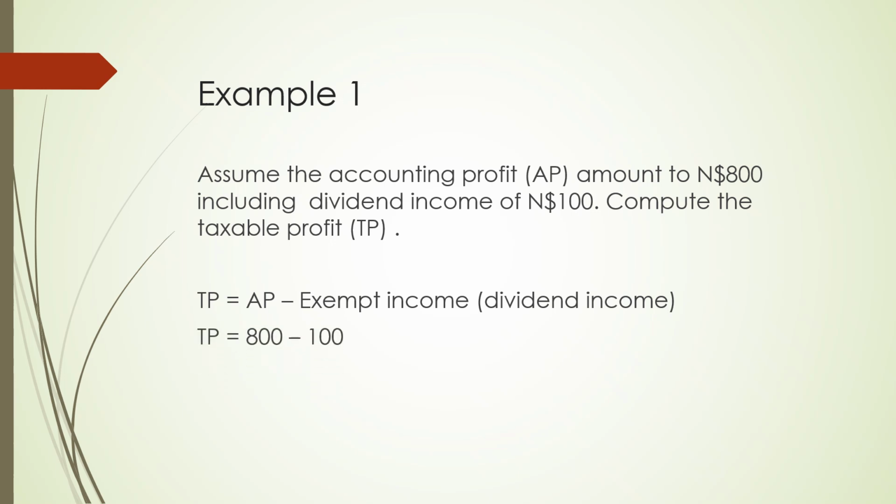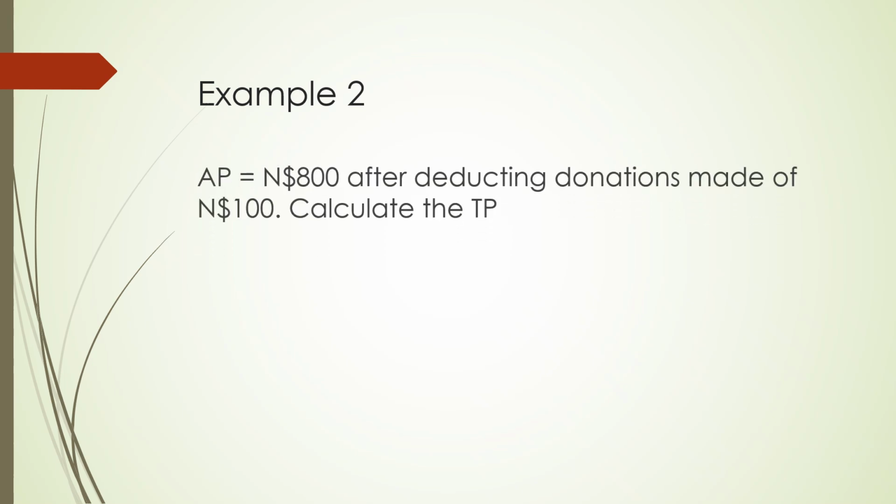So if we calculate it, the accounting profit of 800 minus the dividend exempt income that the tax authorities will not tax gives us taxable profit of 700. Now look at example 2. We have accounting profit of 800 Namibian dollars after deducting donations made of 100. You are required to calculate the taxable profit.